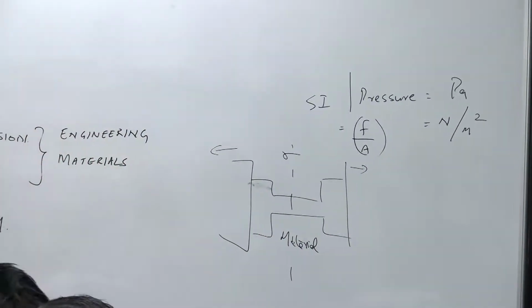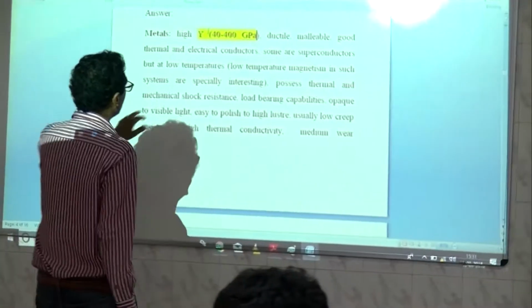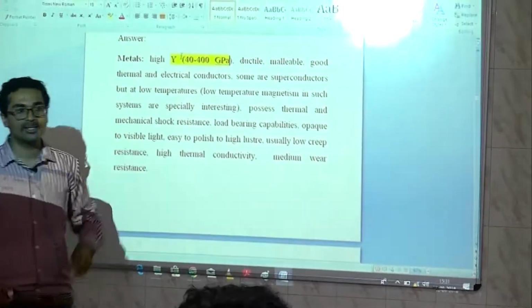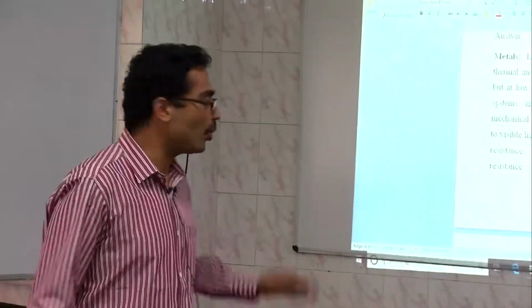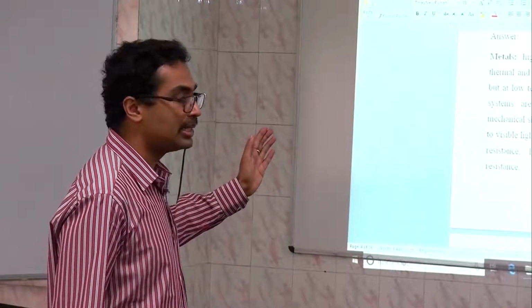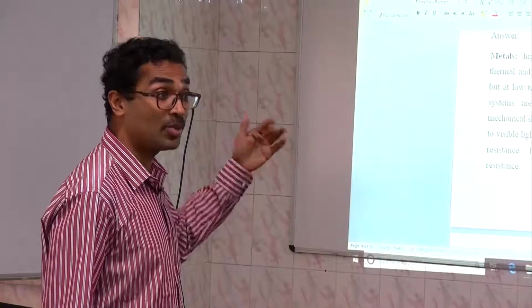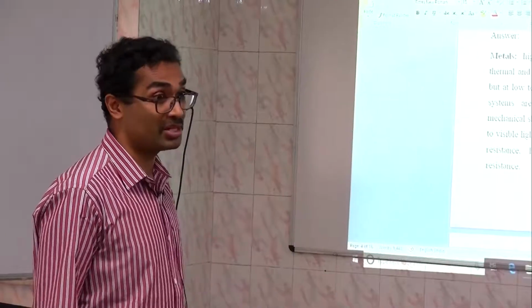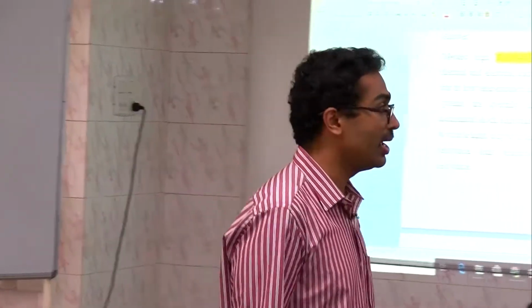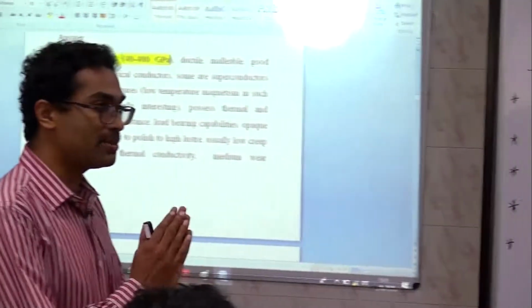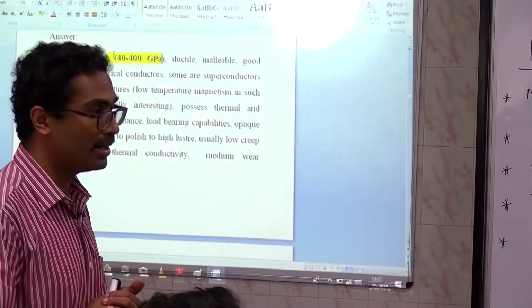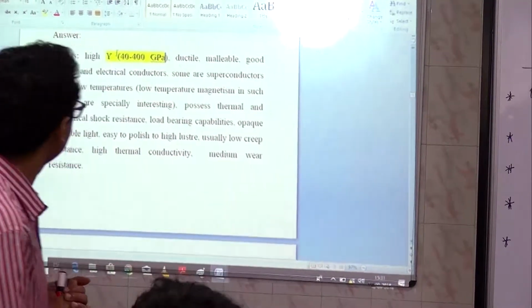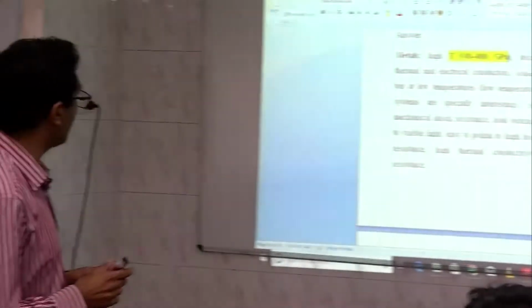And giga stands for 10 to the power of 9. Alright. So when I say 40 to 400 gigapascals, what is that in terms of a power of 10? 4 into 10 to the power of 10 to 4 into 10 to the power of 11 Newton per meter square. So it's really high. Okay, it's really high. So you have to apply a substantial amount of stress in order to achieve a certain kind of deformation. Okay, so metals have a high Y.